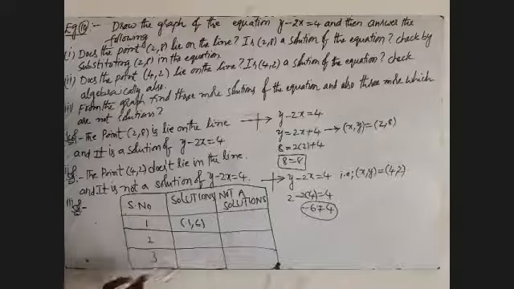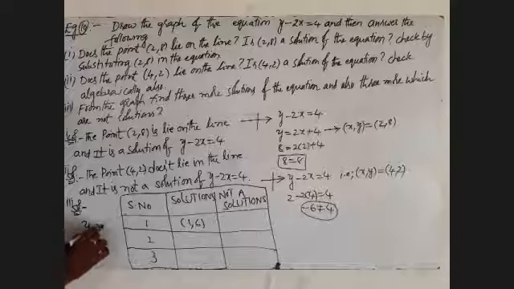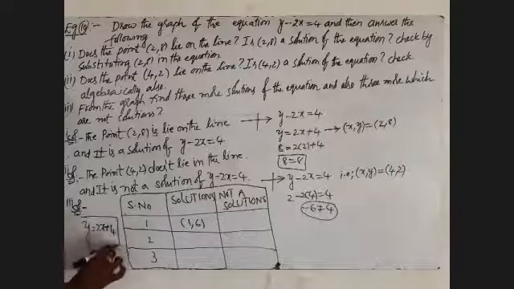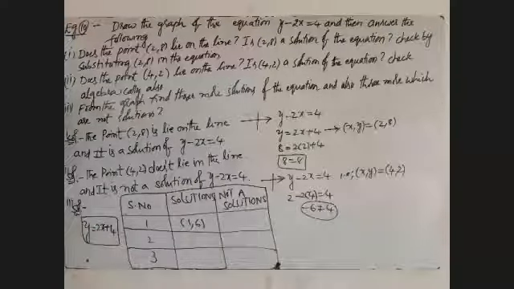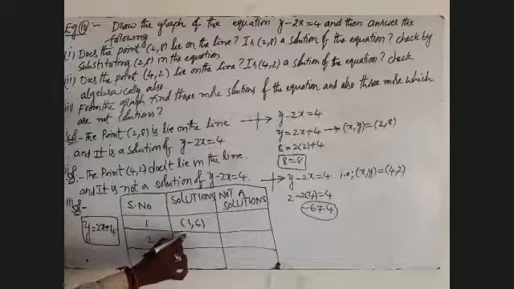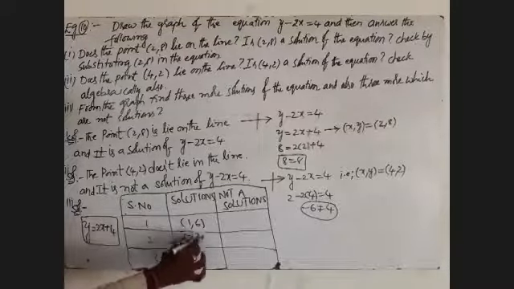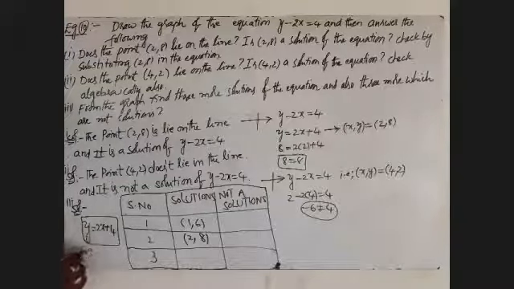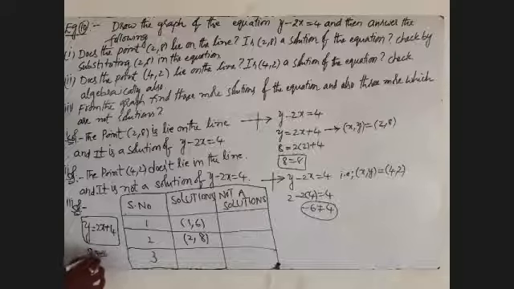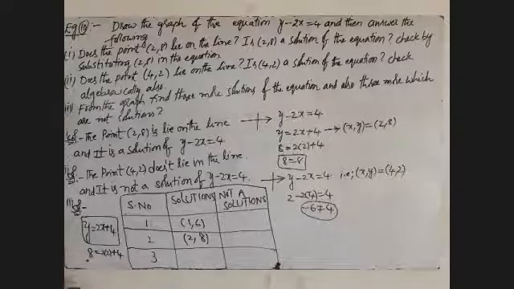First we will write the given equation: y is equal to 2x plus 4. This is a solution. After that, we take x value 2, and y value 8. Once again we will check this one. y means 8. 8 is equal to 2 into 2 plus 4. 2 twos are 4, 4 plus 4 is 8, so it is also satisfied.